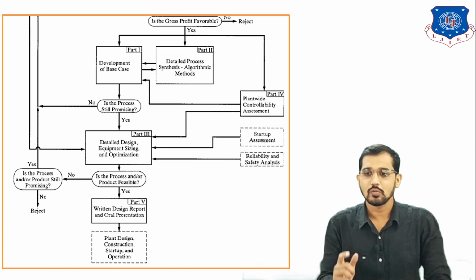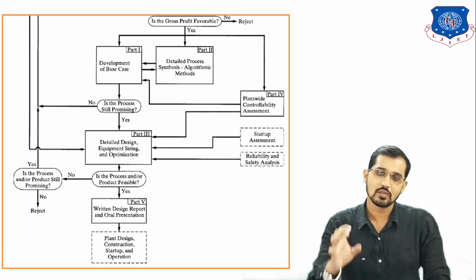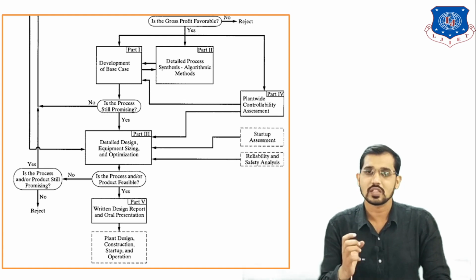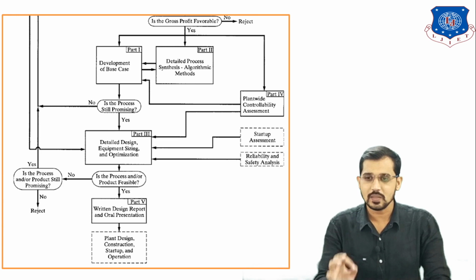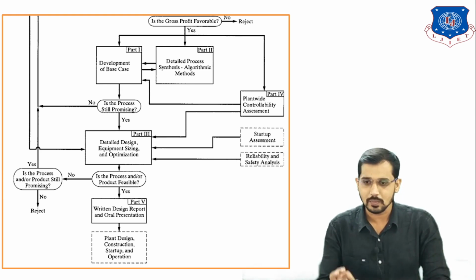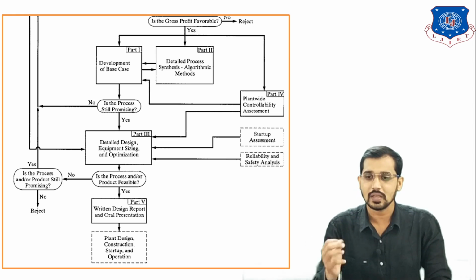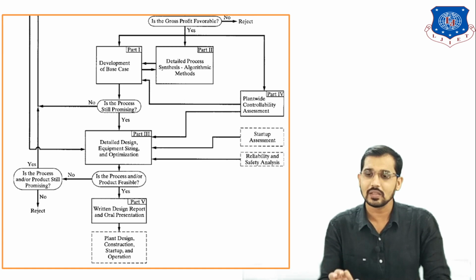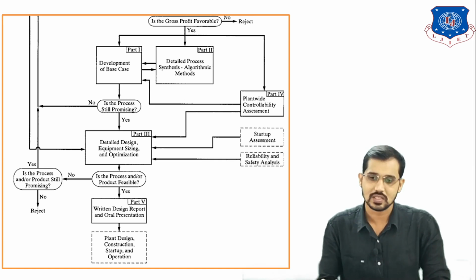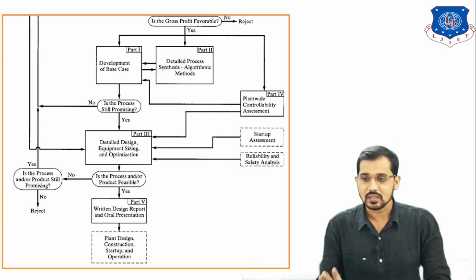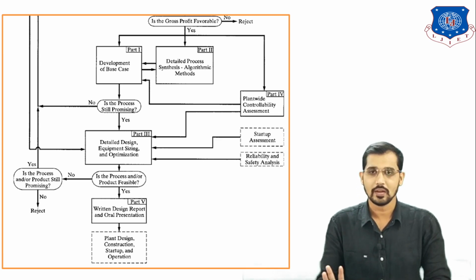After that, you have to check whether the process and product are feasible, meaning whatever process you have selected and whatever products are generated from that process, all of those are feasible. Here you have to check the feasibility of the product and process. If that product or process is feasible, you go to the next step, that is written design reports or oral presentation, meaning you make the design report for that process. After that, finally you have to carry out plant design, construction, startup and operation on field.